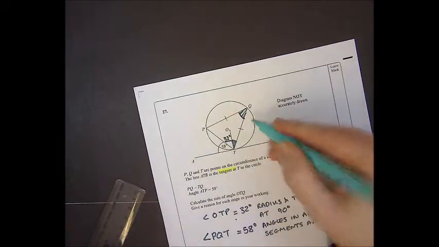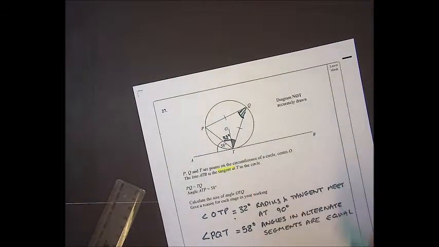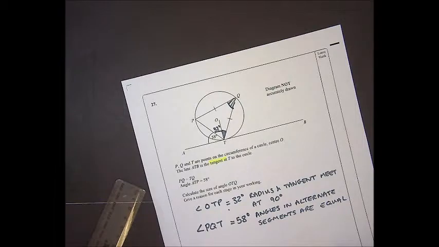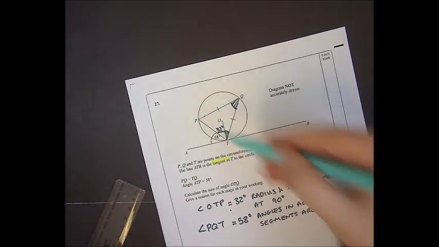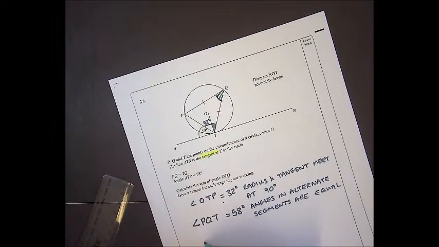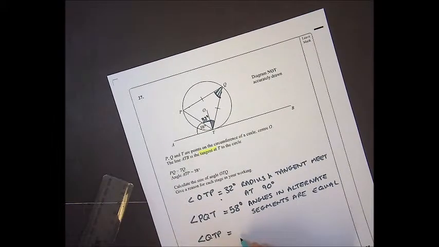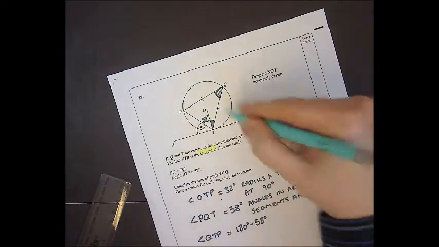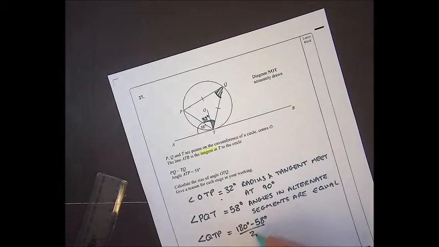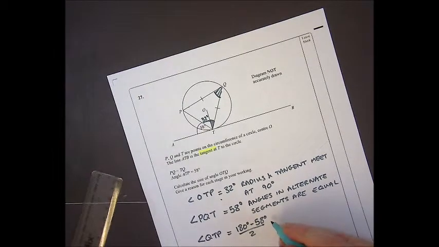Right, finally, I see that this is an isosceles triangle. So I know that these two angles are the same. So angle QCP is going to be 180 take away 58, the 58 of this angle here, and then I'm going to divide it by 2. 180 take away 58 is 122, divided by 2 is 61 degrees.